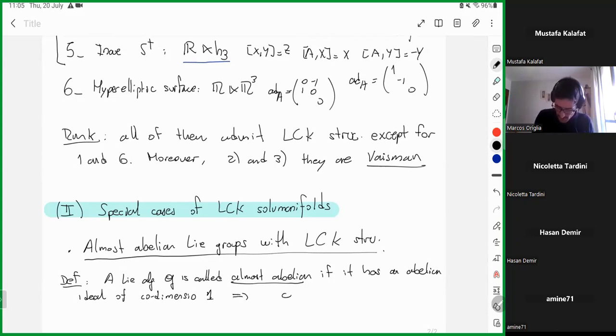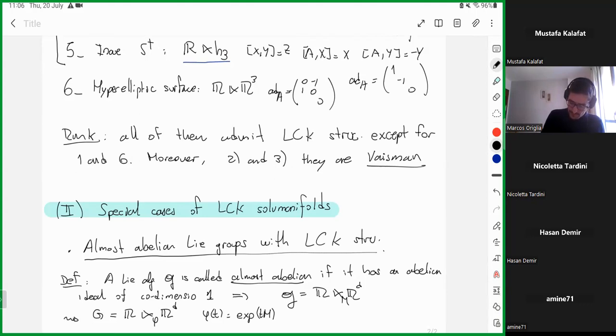Which means that g, your Lie algebra, is just R acting on R, let's say, 2n. It's not necessarily even or odd, it's just R^d. This means that the Lie algebra itself, I mean the Lie bracket, is completely determined by this matrix M. And the same happens with the group. If G is the group with Lie algebra g, then the group is again R acting on R^d, with some P, where this guy is just the exponential of tM. So that's the definition of an almost abelian group.